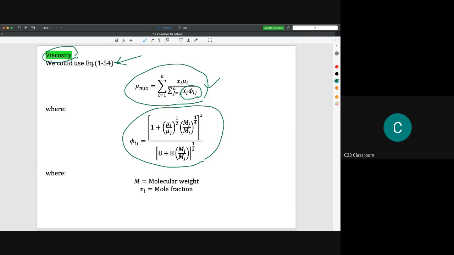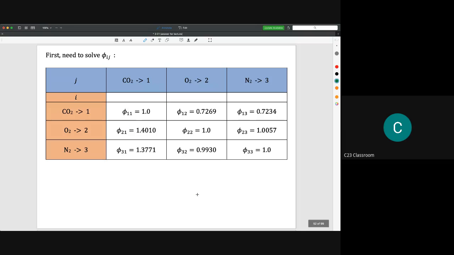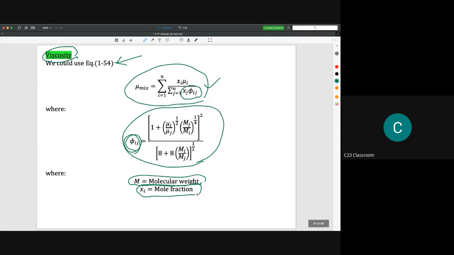So this is the equation of phi ij. And here the M is the molecular weight, and the xi here is the mole fraction. So what we need to do is, first we need to solve for phi ij here, and then we substitute in this equation, and then finally we can get the viscosity for that mixture.